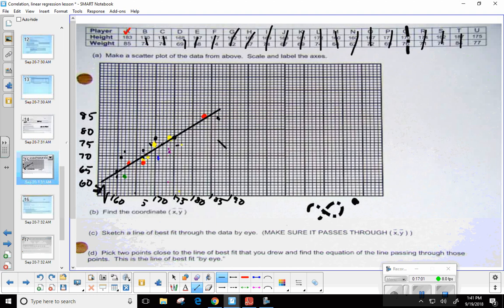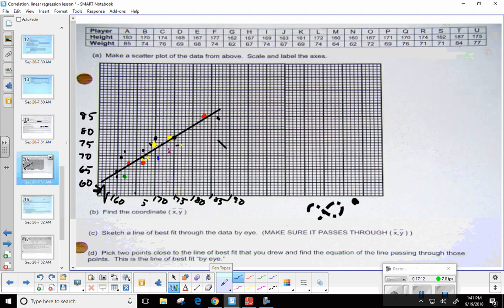Now, I'm doing this before we even calculate the grand mean, so let's see how well I placed that particular line. I need someone to help me out with this now. I need the average of the heights, and I need the average of the weights. So, for example, 183 plus 170, all the way through 175, and then divided by 21.